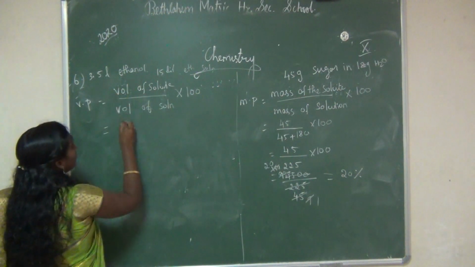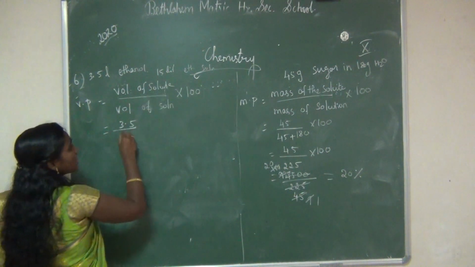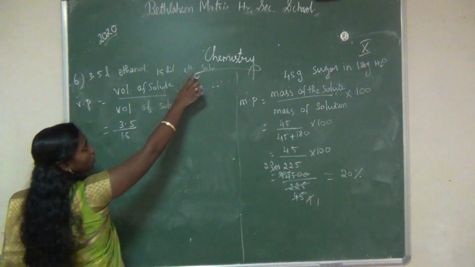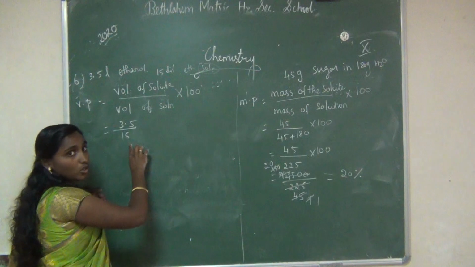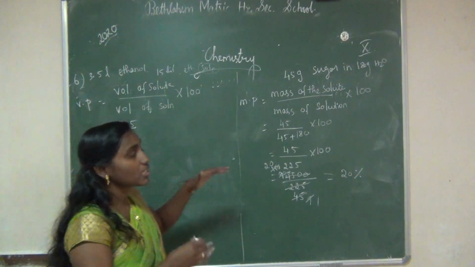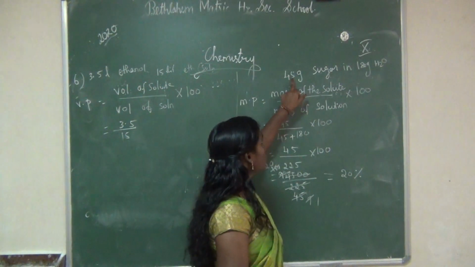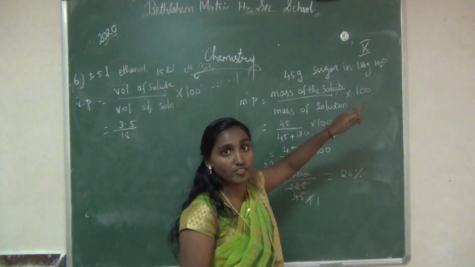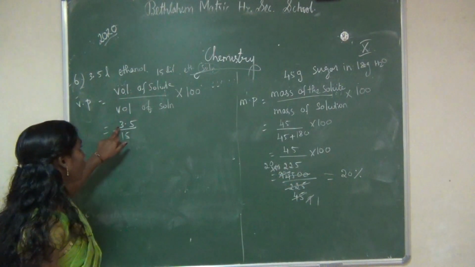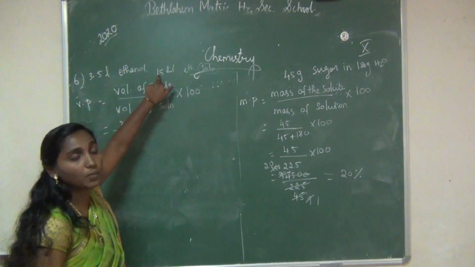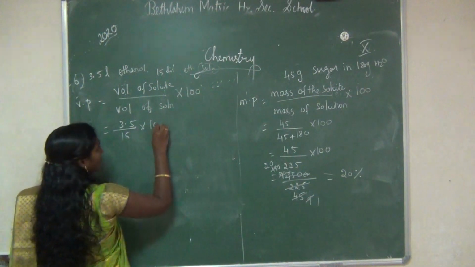Volume of solute 3.5 divided by volume of solution, how much? 15. Since they have given the solution directly, you can apply the value. If they did not give the solution and only the solvent is given in the question, then you should apply the value solute plus solvent. Have you understood the difference? So volume of solute 3.5 divided by volume of the ethanol solution, 15, into 100.